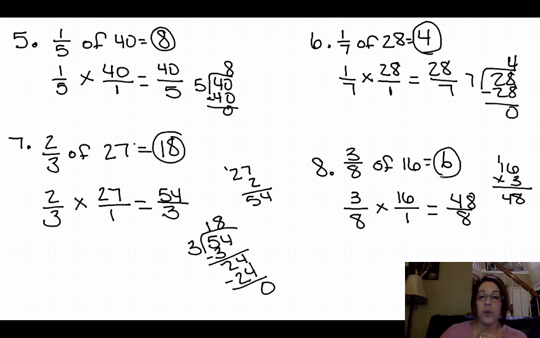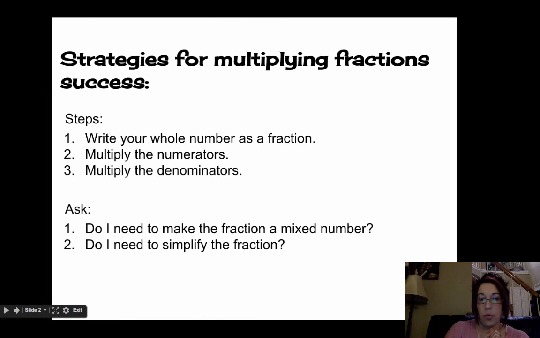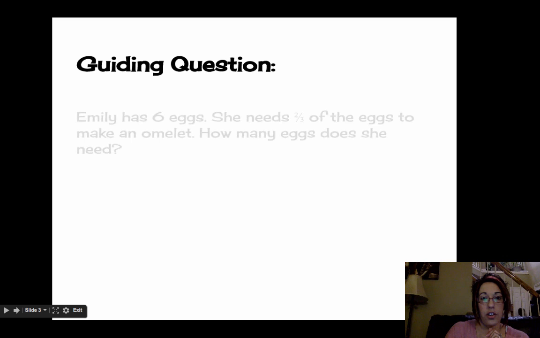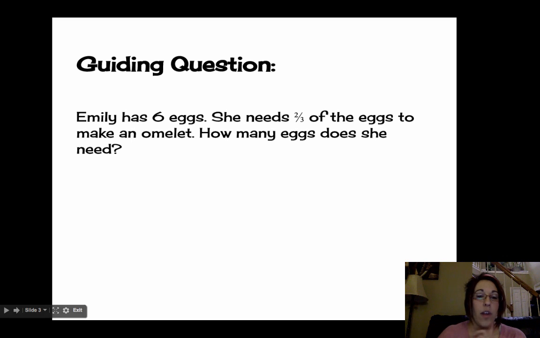So you are ready. Oh, actually, we've got to go solve that problem from the beginning, don't we? We have our guiding question. So Emily has 6 eggs. She needs 2/3 of the eggs to make an omelet. So we need to know what 2/3 of the 6 total eggs that Emily has would be.